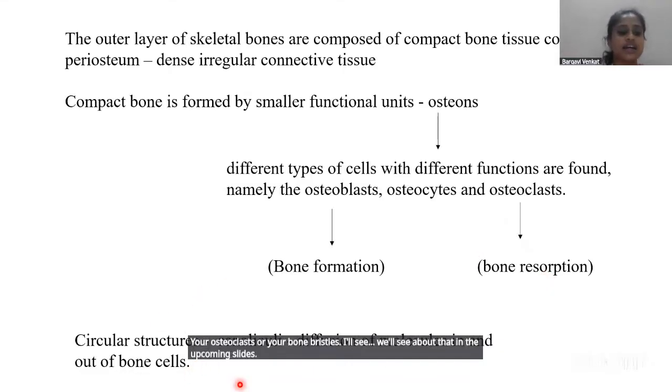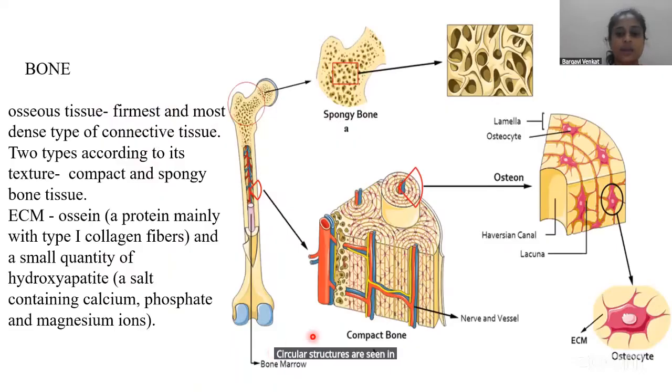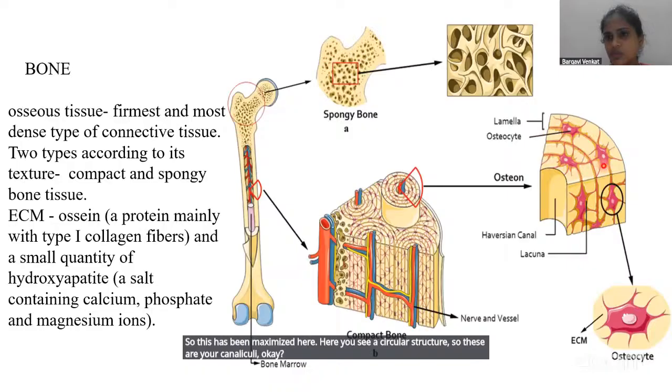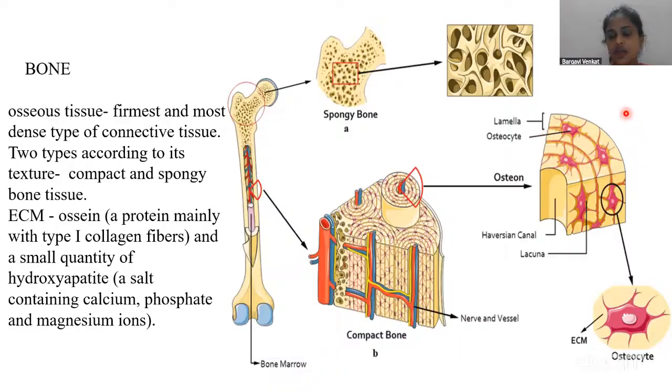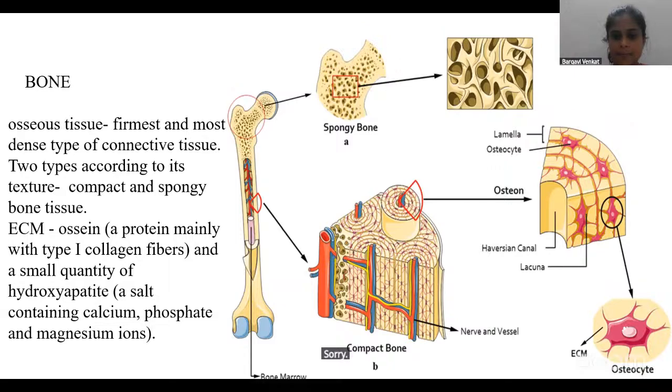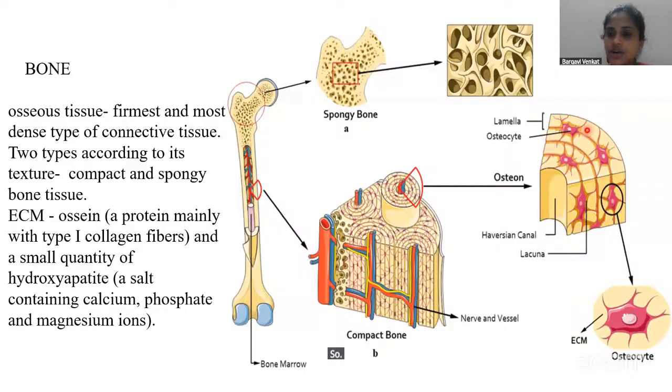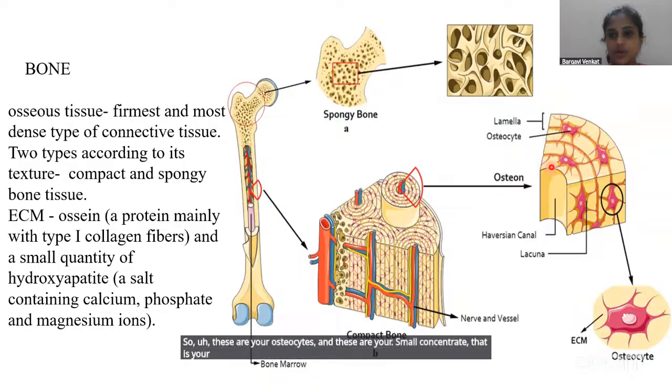Circular structures are seen in the osteons. Can you see the circular structures? This has been maximized here. These are your osteocytes, and these small concentric rings are your lamellae, and the small channels are your canaliculi.